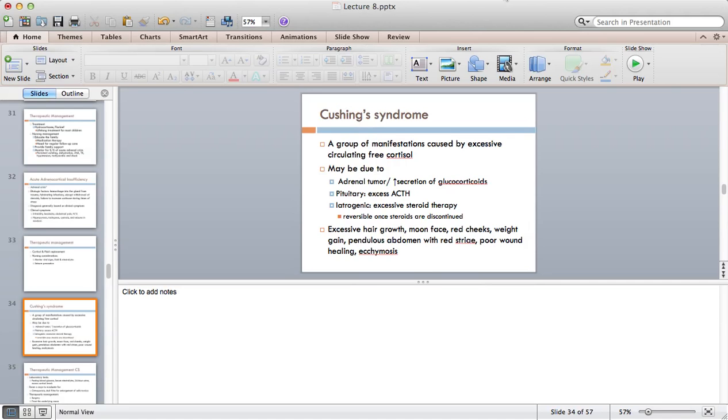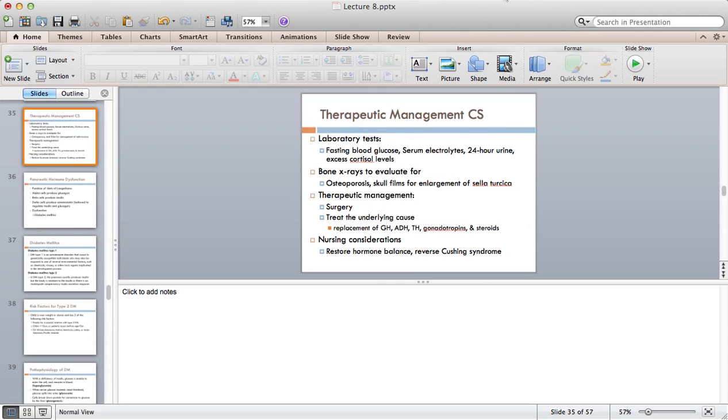The bones are so brittle as well. So their treatment will be, if you identify any problem, like a tumor or whatever, we'll take the surgery, and then we'd like to treat the underlying cause. Whatever the cause is, we can treat that cause. We can use growth hormone, adrenocortical hormone, thyroid hormone, or any of those. And then after we treat that, steroids, again, we would like to withdraw steroids.